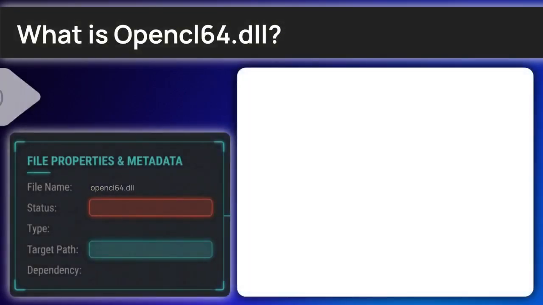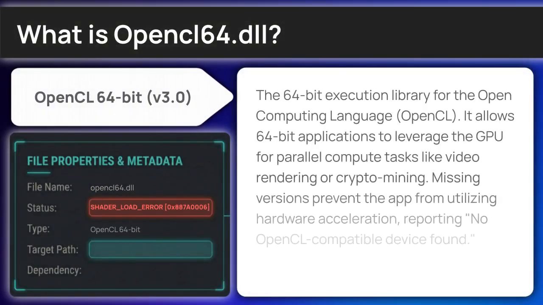This is the Open Computing Language Library 64, the 64-bit execution library for the Open Computing Language, OpenCL. It allows 64-bit applications to leverage the GPU for parallel compute tasks like video rendering or crypto mining. Missing versions prevent the app from utilizing hardware acceleration, reporting no OpenCL-compatible device found. With the why out of the way, let's focus on getting you running again.